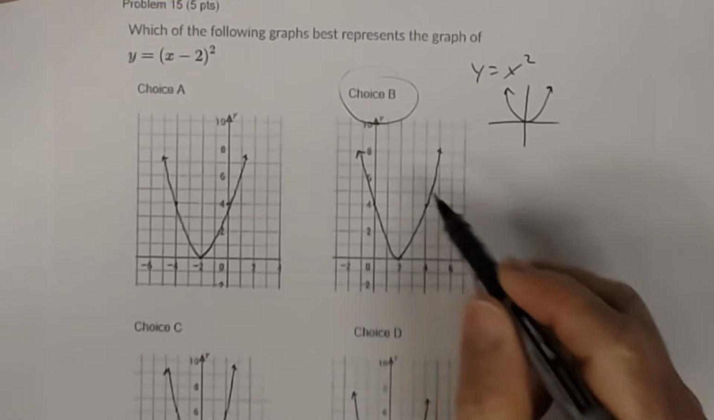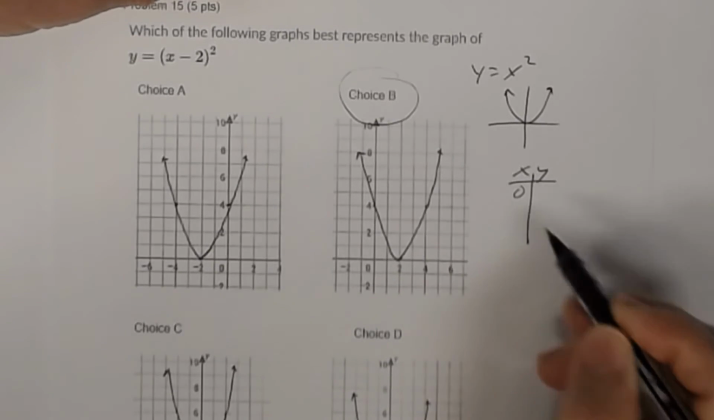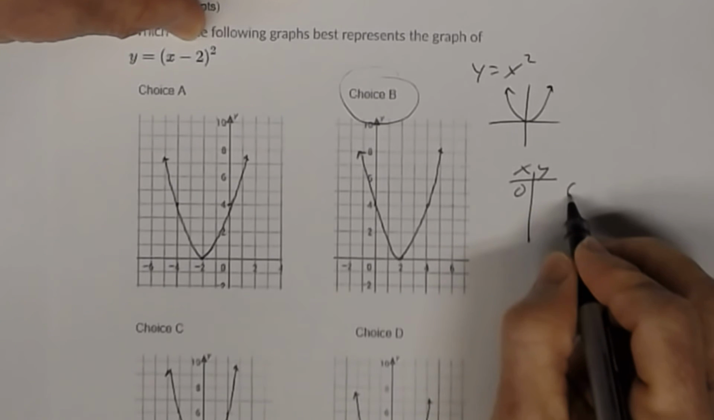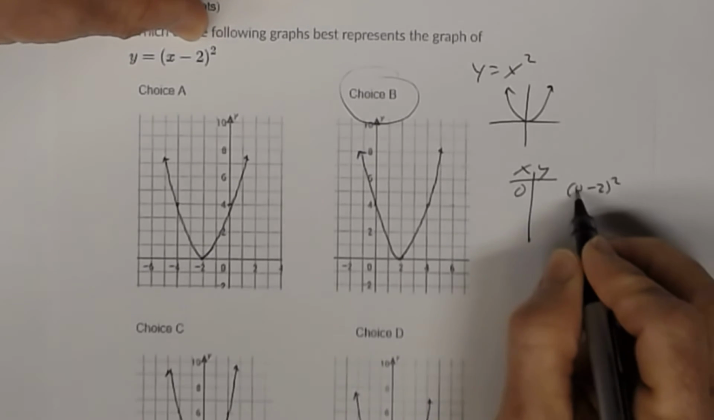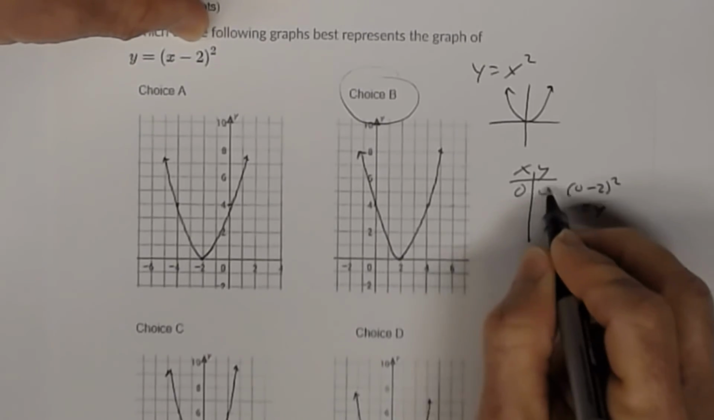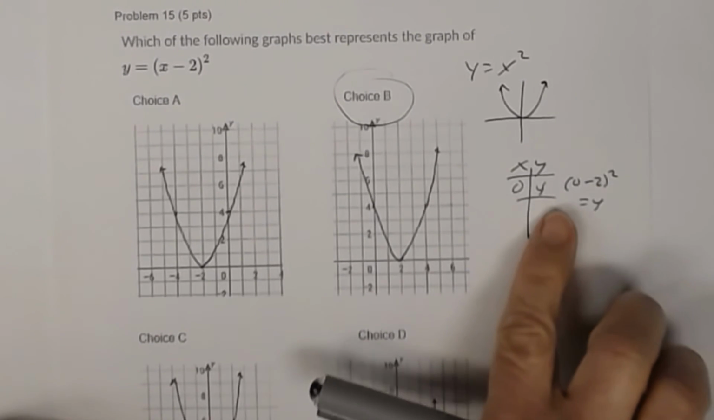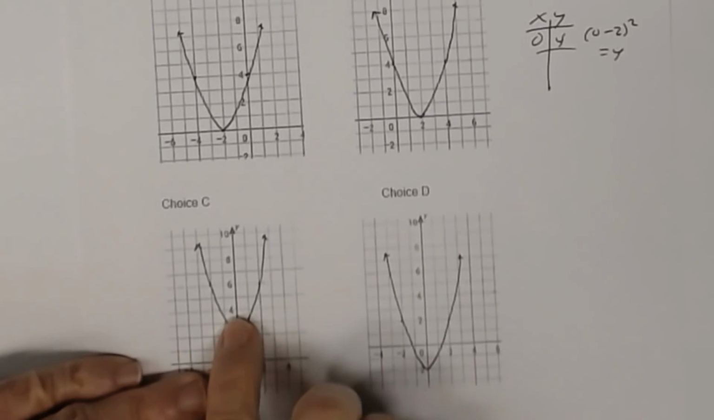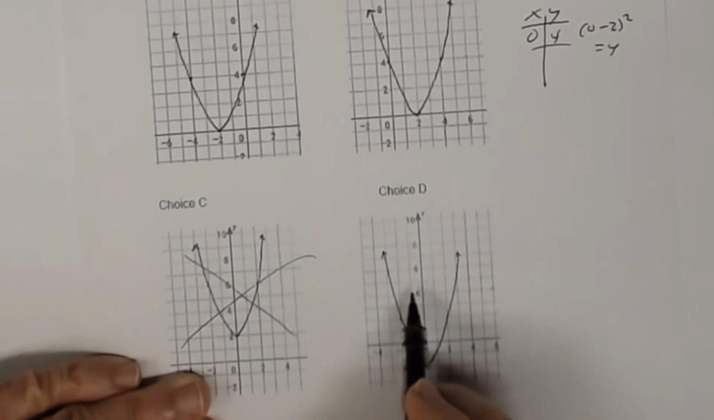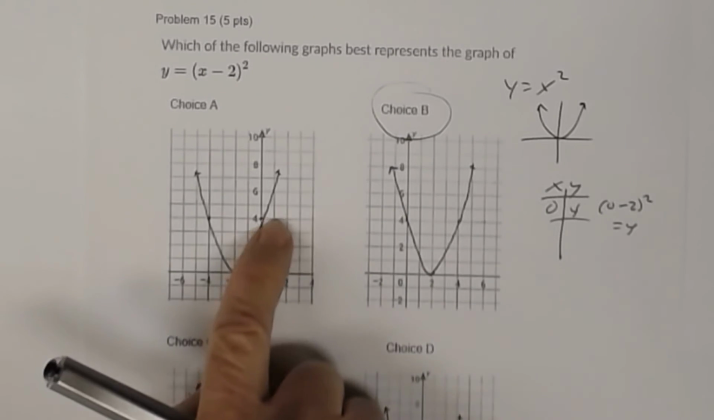But if you did not know that, use a t-table. That's all you had to do. If x is 0, watch how easy this is. If x is 0, you get (0 minus 2) squared. So that's the negative 2, right? Negative 2 times itself is 4. So you get (0, 4). All right. So now notice, you want to find a graph that has (0, 4) on it. Well, this one does not, so you delete that one out. Here, the graph does not go through (0, 4), so that's out. But these two have (0, 4) on the graph.